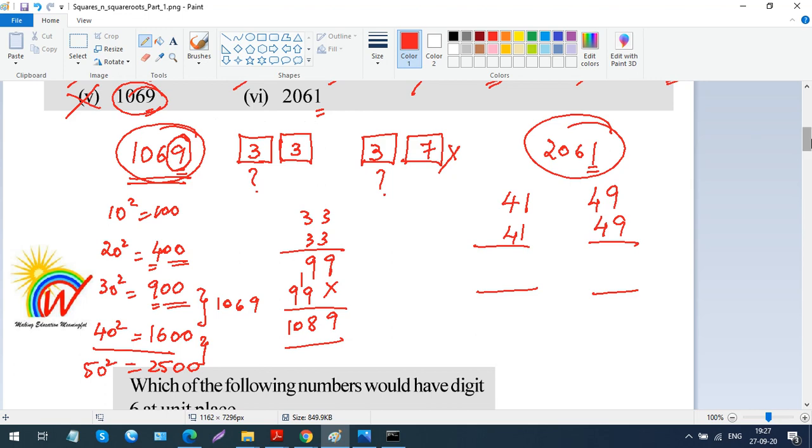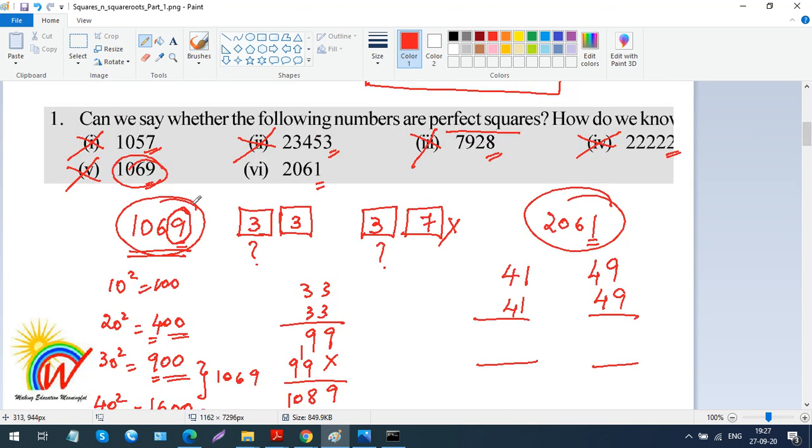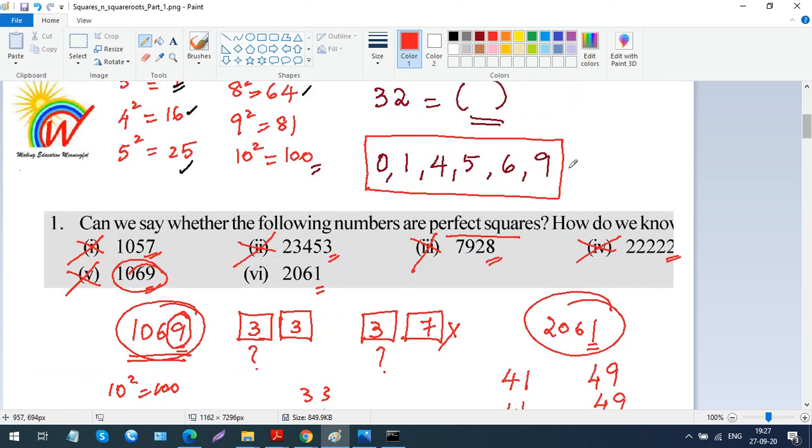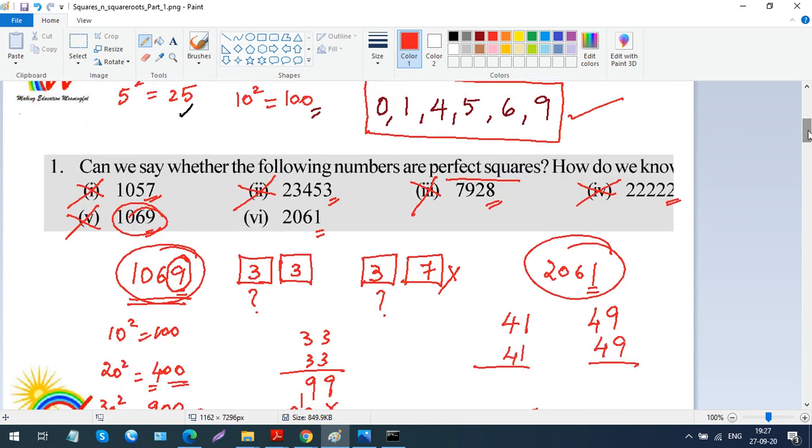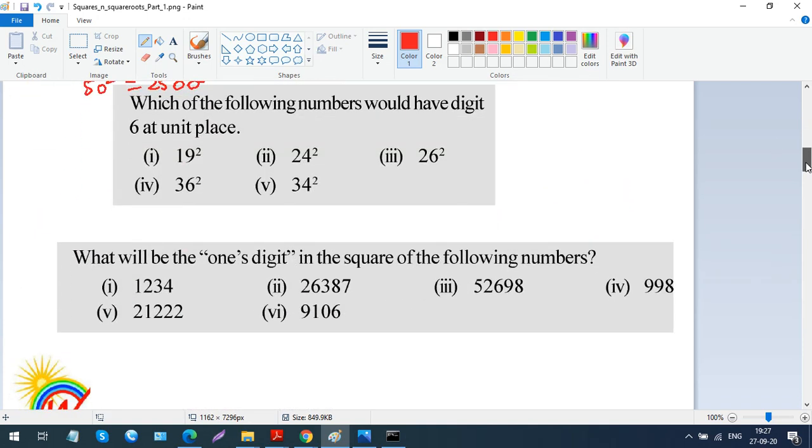Understood? So when you are getting a number ending with these perfect square digits, we still can't say for sure that it is a perfect square just because the ones place belongs to these numbers. Okay, you will have to cross check it. All right, now come to this.